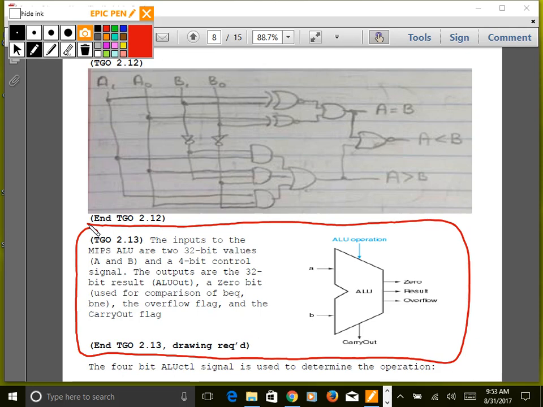The outputs are the 32-bit result, which is ALU out, and a 0-bit used for comparison between branch equivalent and branch non-equivalent. We'll get into more detail on what that means later. Basically, it's performing a comparison, and the moment you get a comparison, you're getting a result. You can perform an operation that tells you whether an addition or subtraction gives you a result of 0, or if the 0-bit has a 1 on this output, you know that some sort of branch is required.